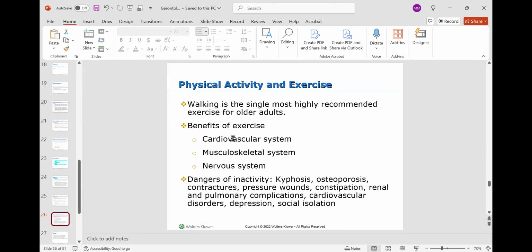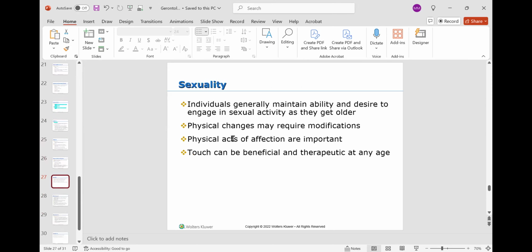Pressure wounds. If they can't move, you're supposed to move them every 2 hours, minimally, right? Constipation. You're not moving, you're not drinking water, you're going to get constipated, right? Renal and pulmonary complications, cardiovascular disorders, depression, social isolation, all the things that I have talked about. Sexuality.